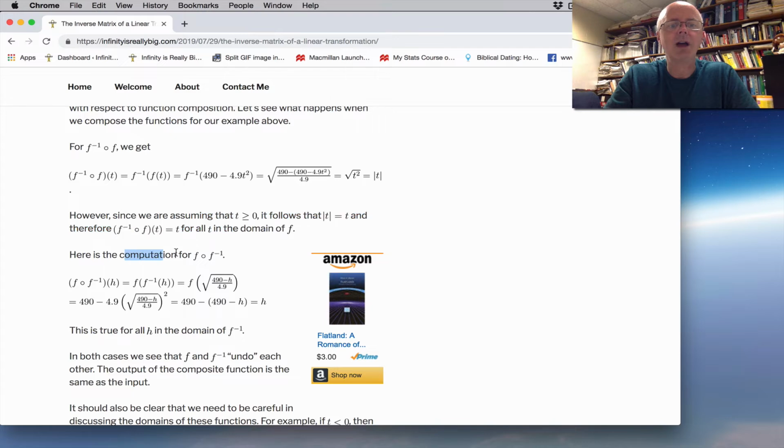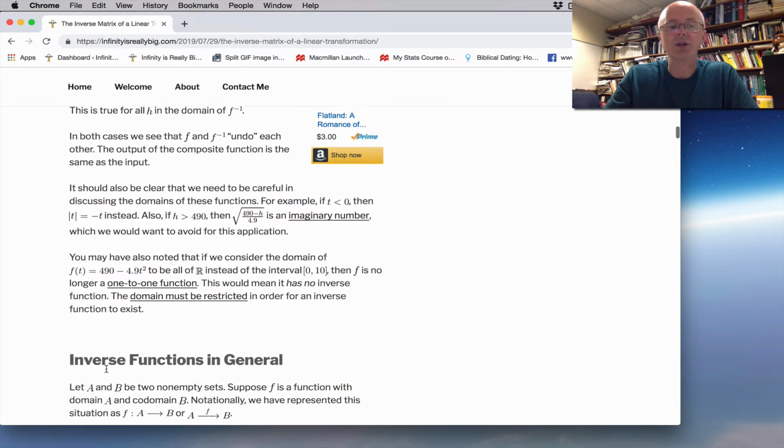The computation for f composed with f inverse is done here, and we get back the original h, at least if we're not getting a square root of a negative number here. We don't want any imaginary numbers in this application, and we're assuming h is between 0 and 490. Okay, so these functions undo each other.